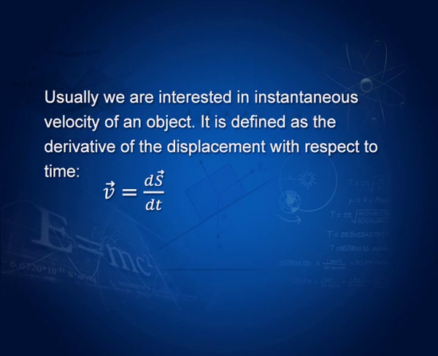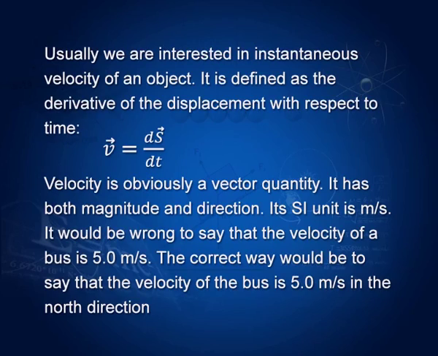Usually we are interested in instantaneous velocity, as I have been saying, and then we get v equal to ds by dt. And as I have been saying earlier also, velocity is a vector, because both sides are vectors. So, on this side there is s vector, on this side there is velocity, it must be a vector, and therefore, it would be wrong to say that velocity of a bus is 5.0 meters per second.